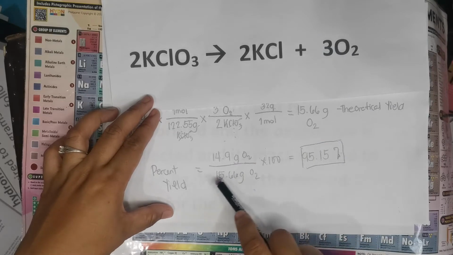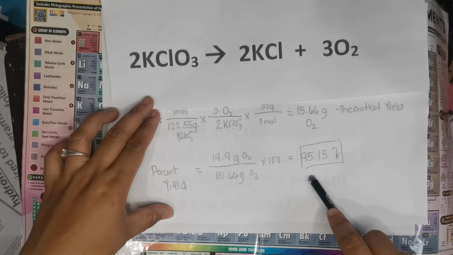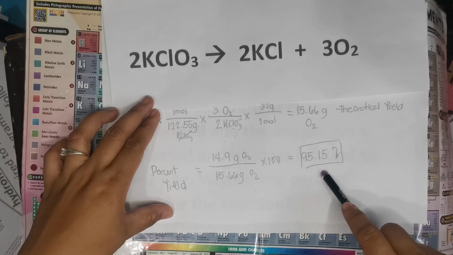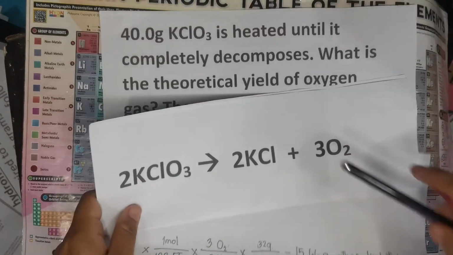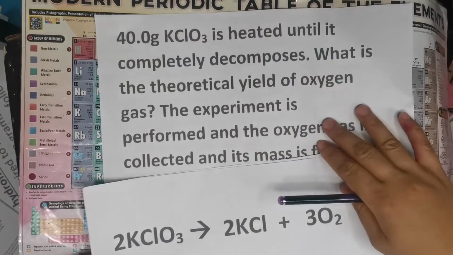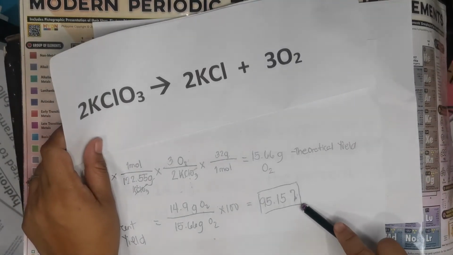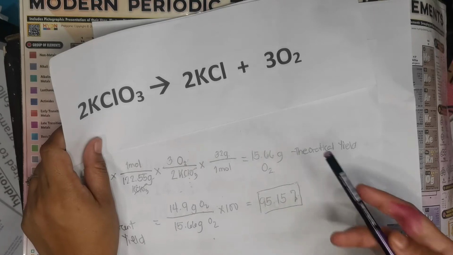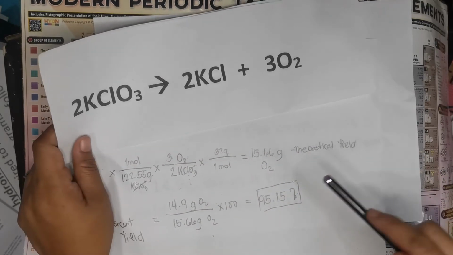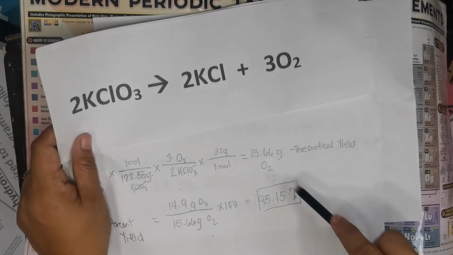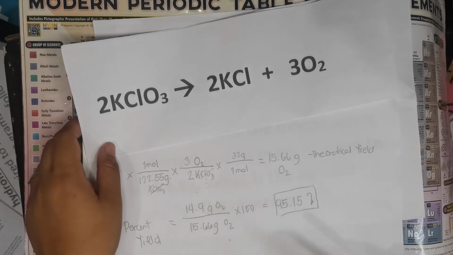So, 14.9 divided by 15.66 times 100, now we will come up with a percentage of 95.15% of this reaction. So meaning itong problem na to, itong experiment na nagawa niya is nagkaroon ng 95.15% na complete rate ng natapos niyang experiment. And that is the percent yield. So that is on how to compute our first problem.